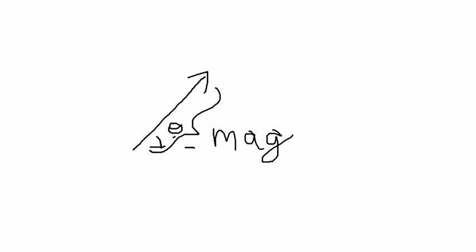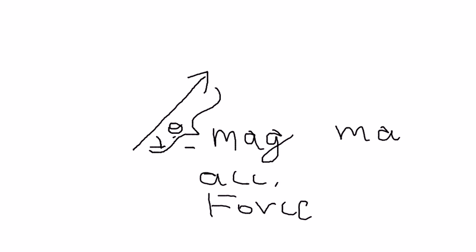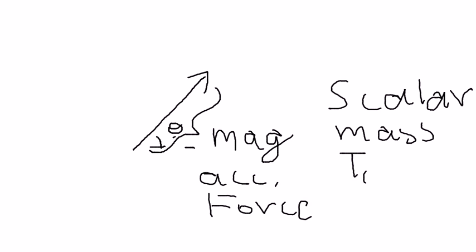Now, what's a scalar? A scalar is a quantity which only has a magnitude. Examples of vectors would be acceleration and force, whereas examples of scalars would be mass and temperature. These are scalars, by the way. Sorry for that.